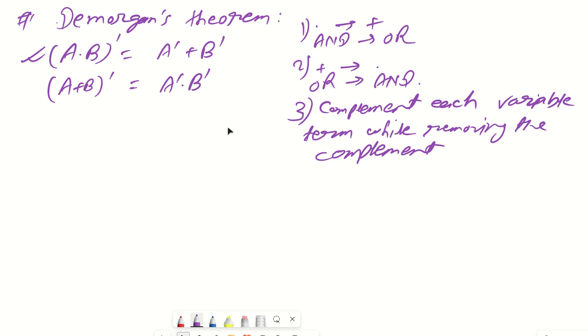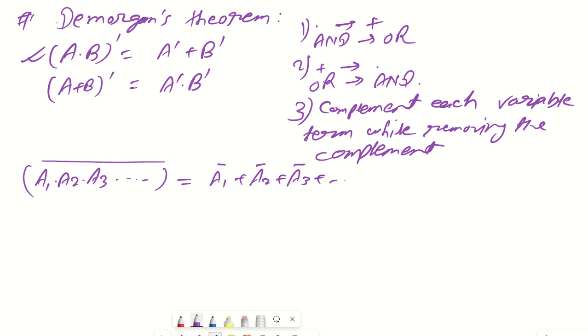So while removing the complement, this complement we are trying to remove, so we have to put complement on each of the variables. Let me just generalize this, and we can write the general formulas as, let us say we have a1 dot a2 dot a3, like that. N number of terms are there and all bar is there. Either you can use this bar or this dash, both are same. So this can be considered as a1 bar plus a2 bar plus a3 bar, like that. You can go up to n terms.